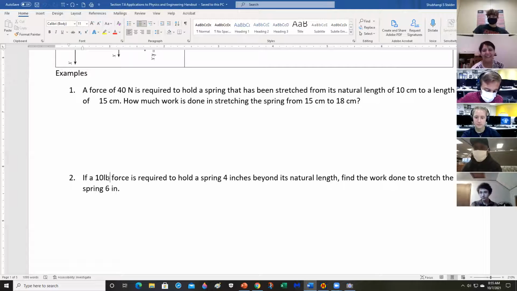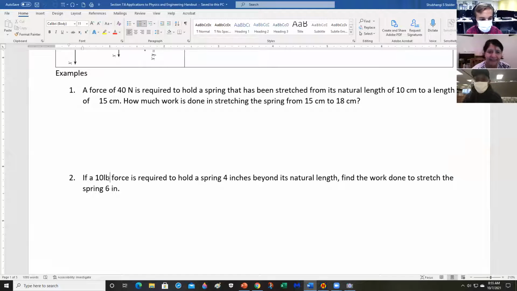Bye. So for Hooke's law, what are the labels? Oh, you mean the units? Yeah, that's what I meant. Sorry. Yeah. So for Hooke's law, it measures the force. So that's Newtons, yes. And when you do work, it will be joules.